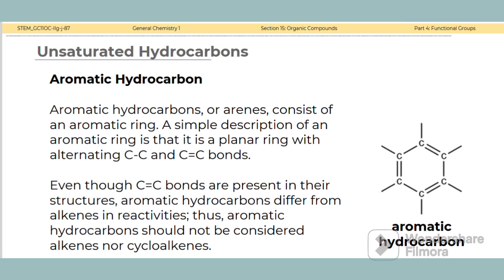A simple description of an aromatic ring is that it is a planar ring with alternating single carbon-carbon and double carbon-carbon bonds. Even though double carbon-carbon bonds are present in their structures, aromatic hydrocarbons differ from alkenes in reactivities. Thus, aromatic hydrocarbons should not be considered alkenes or cycloalkenes.